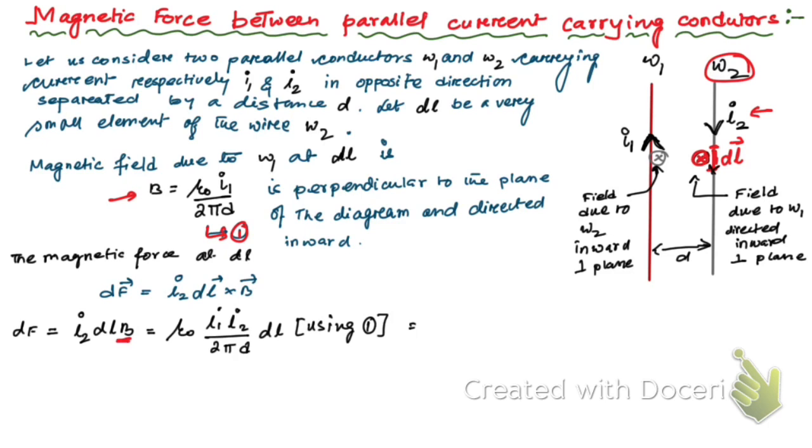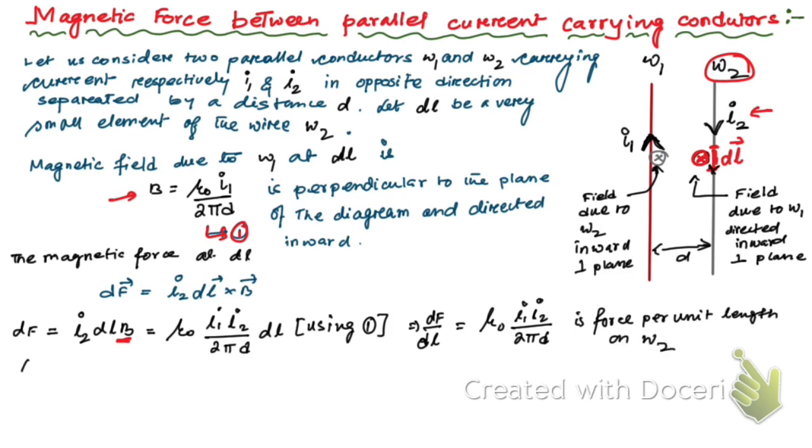So it implies this expression here, and this is the force per unit length on W2. Now you see this dl cross B. Here this is the direction of B, and I have taken dl in the direction of I2, so this is the dl, and this is the direction of B.